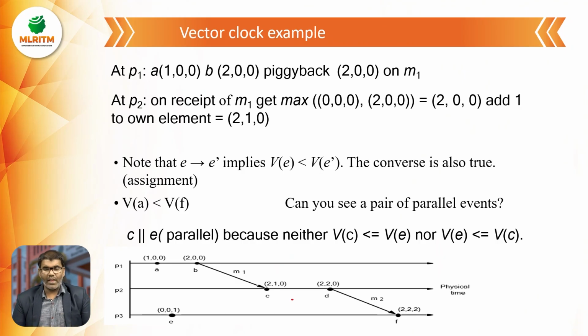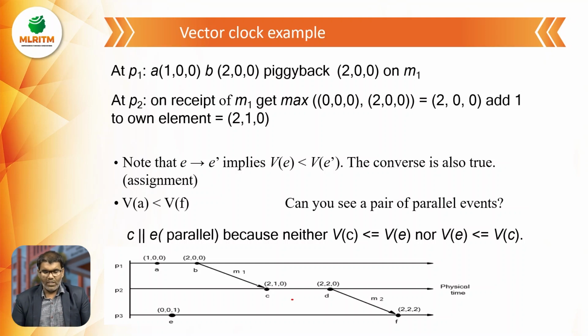And here we are taking a vector clock example. In p1, a is 1 comma 0 comma 0 and b is 2 comma 0 comma 0, and we piggyback 2 comma 0 comma 0 on message m1. Next, process 2 on receipt of m1 takes the maximum of 0 comma 0 comma 0 and 2 comma 0 comma 0, which is 2 comma 0 comma 0.